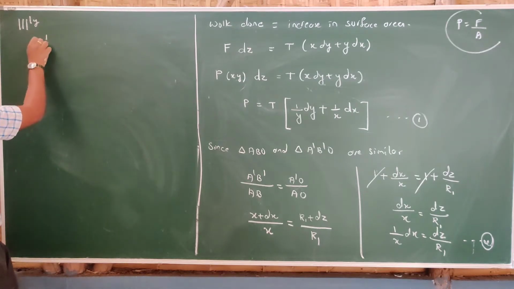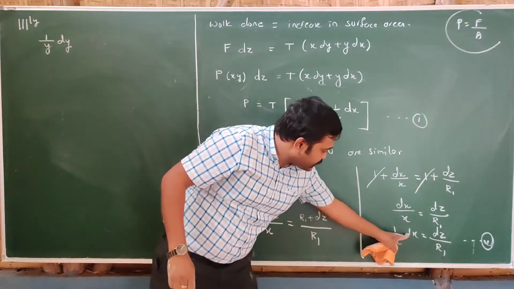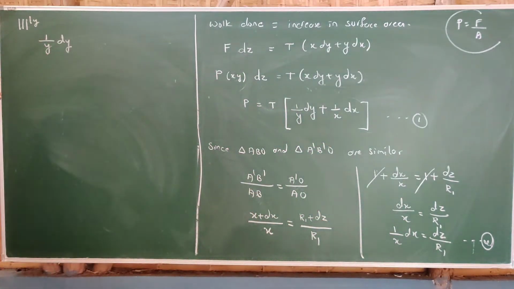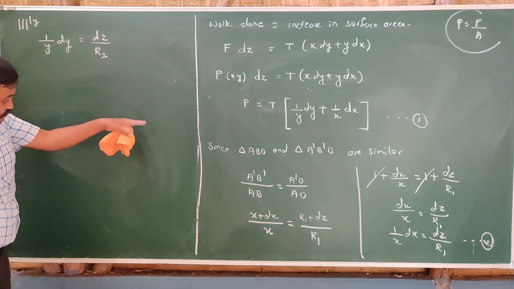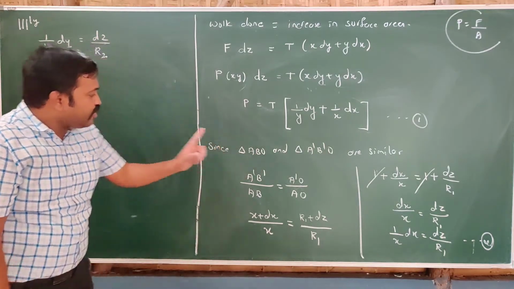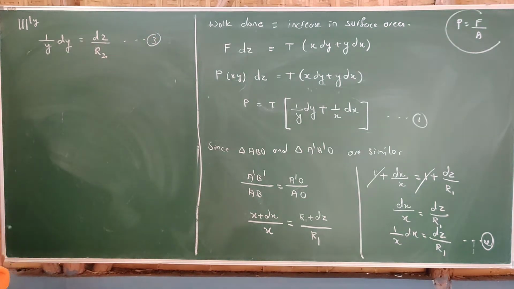Similarly, when I am taking 1 by y dy, instead of writing 1 by x dx, I will write 1 by y dy. That is equal to dz divided by R2, the radius of curvature of the second wave. So here R1 we got, and here this is R2. Shall I take this as equation number 3? What I will do now is substitute these two into that.